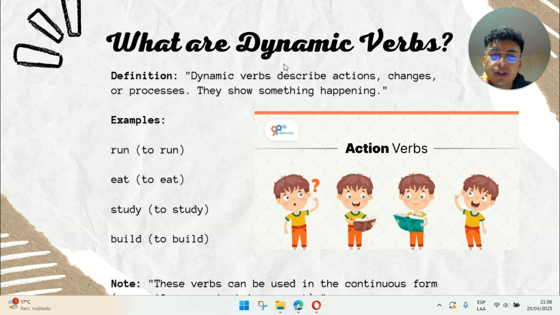Another example is she is studying for her exam. Study is a dynamic verb here because it describes an ongoing action. Unlike stative verbs, dynamic verbs are often used in continuous tenses, like I am running or she is studying.